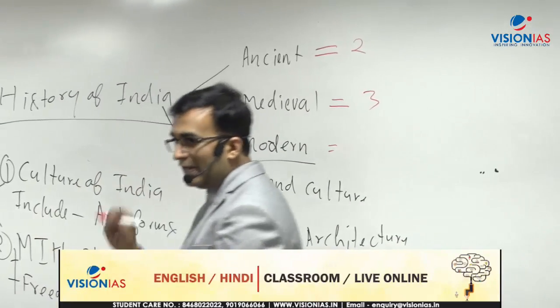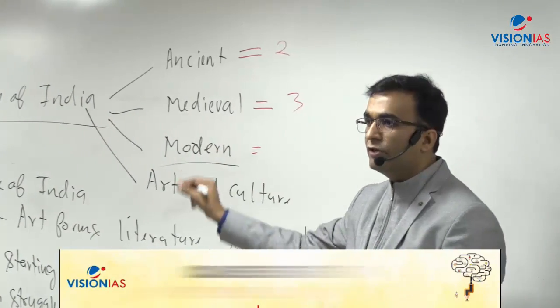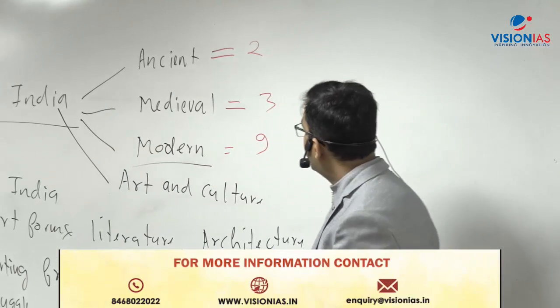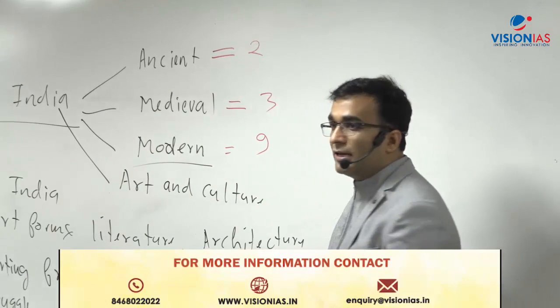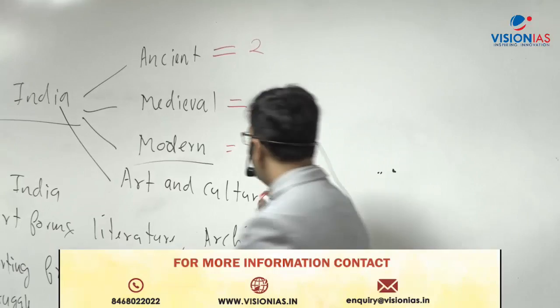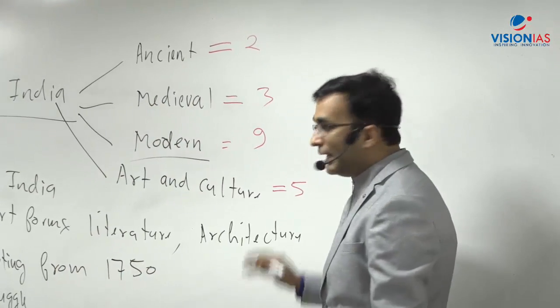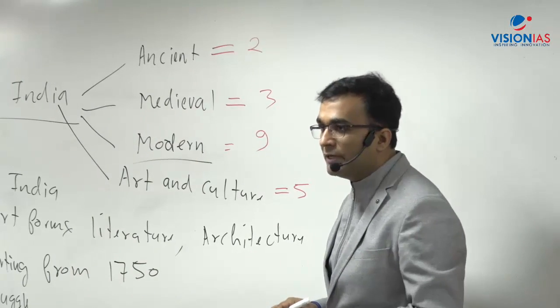Okay? What we have calculated is the number of questions asked: 9 questions from this section, then 9 questions from this section, and then art and culture. How many questions? So here you can expect at least 5 questions each year. But we need to maintain the maxima and minima also.